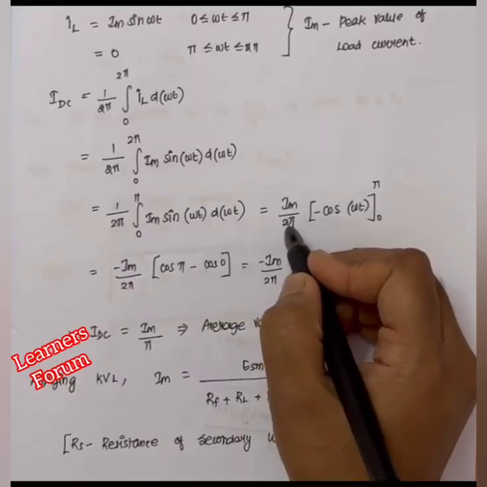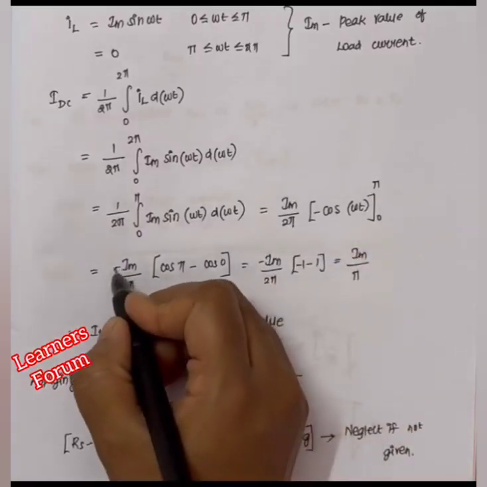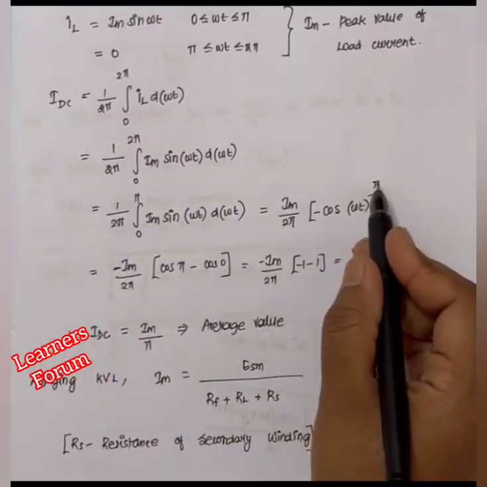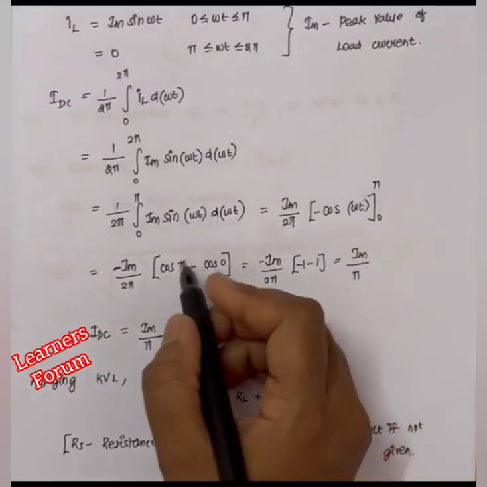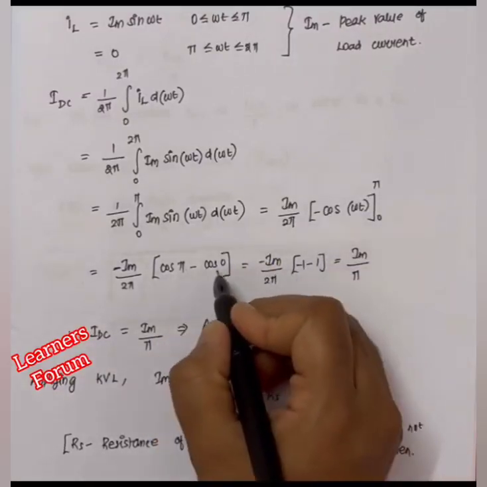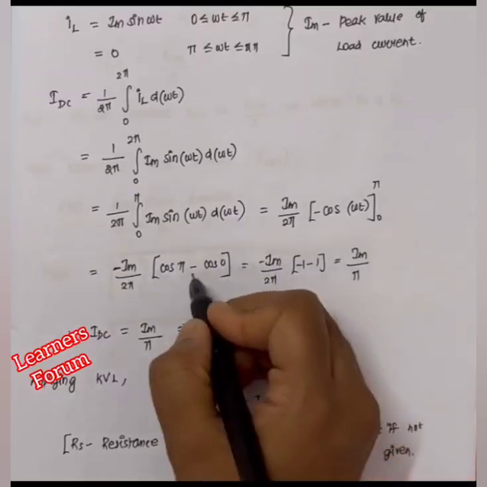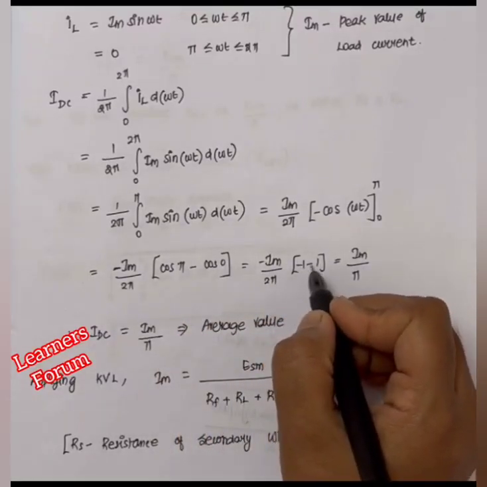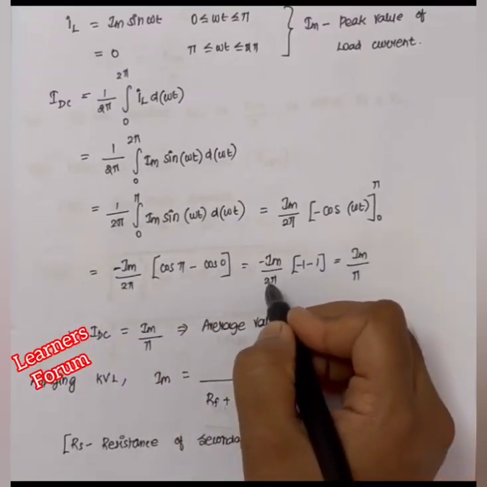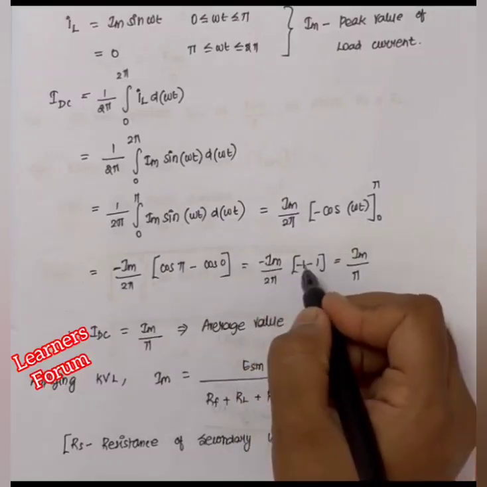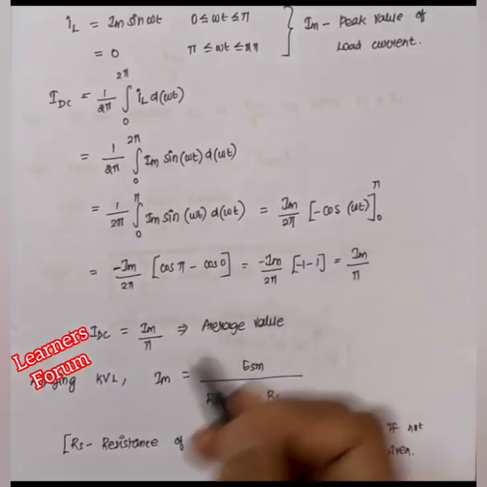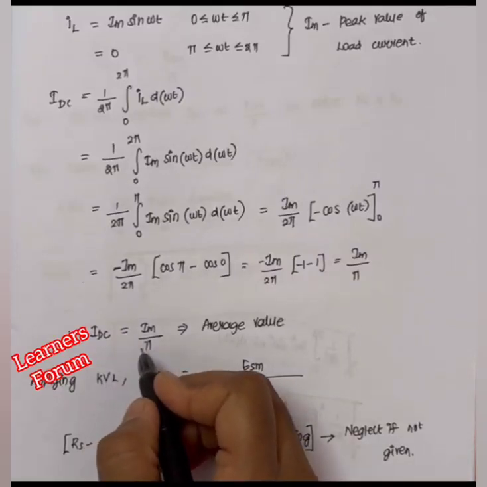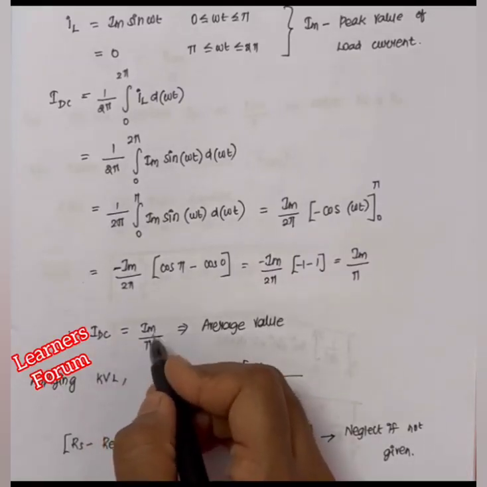We can take the value of Im outside the integration. So Im by 2 pi into, after taking the negative sign out and applying upper limit minus lower limit, we will get cos pi minus cos 0. Cos pi is minus 1 and cos 0 is 1. So minus 1 minus 1 is minus 2, we can divide that by 2, and minus of minus will be plus. The remaining value will be just Im divided by pi. So the average value of DC load current IDC is equal to Im by pi.